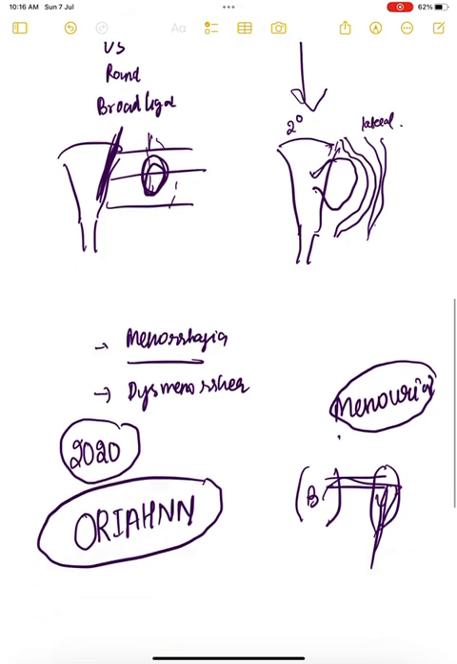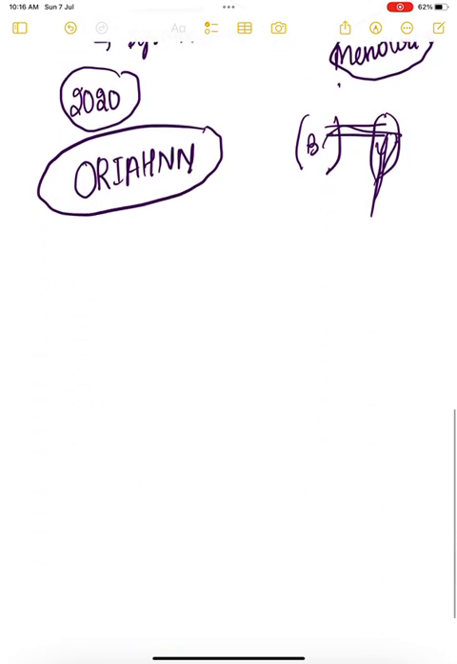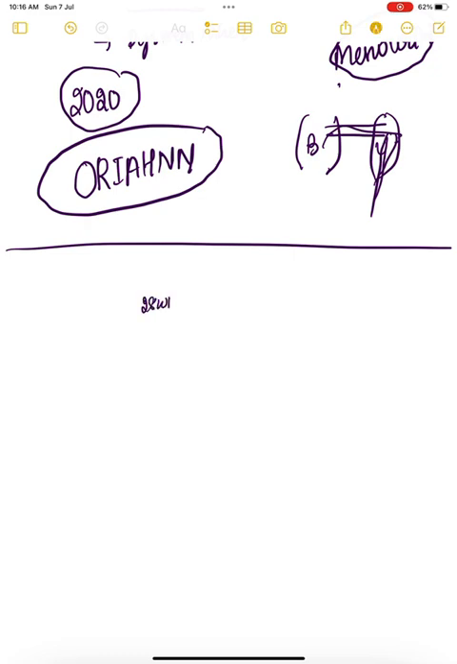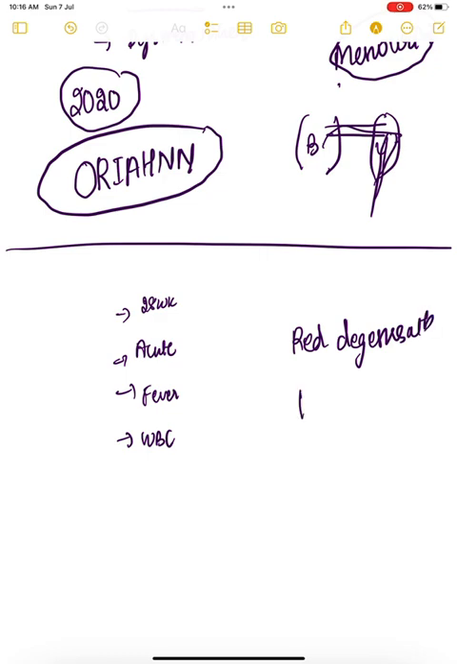Now, something called degeneration of fibroid. Assume there is a patient who comes at around 28 weeks of pregnancy with sudden acute abdominal pain, fever, and a raised WBC count. What do you suspect? You suspect red degeneration of fibroid. So what is the treatment for red degeneration of fibroid? Nothing to do, just give analgesics, nothing will happen.